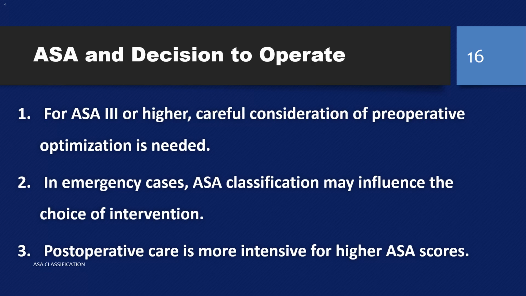3. Postoperative care. 1. More intensive care. Patients with higher ASA scores require more intensive postoperative care to manage potential complications. 2. Close monitoring. Close monitoring and aggressive management of postoperative complications are essential to ensure optimal outcomes. The ASA classification plays a critical role in the decision to operate, guiding preoperative optimization, surgical decision-making, and postoperative care to ensure the best possible outcomes for patients.